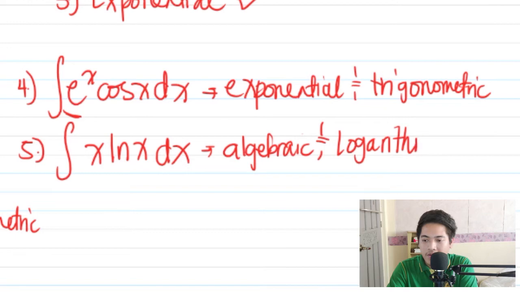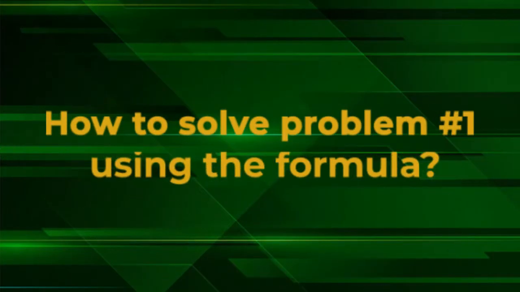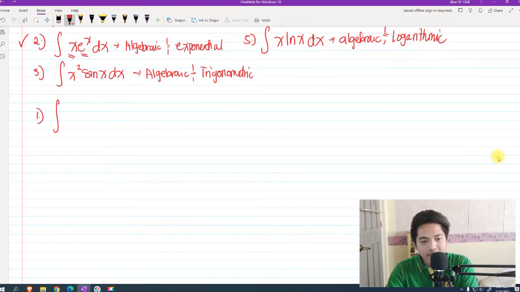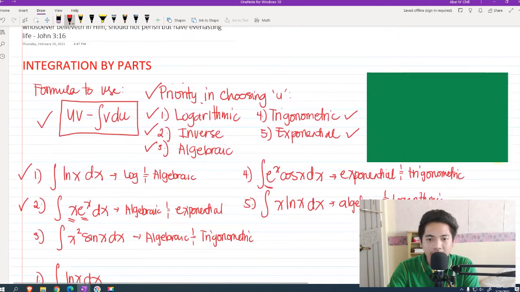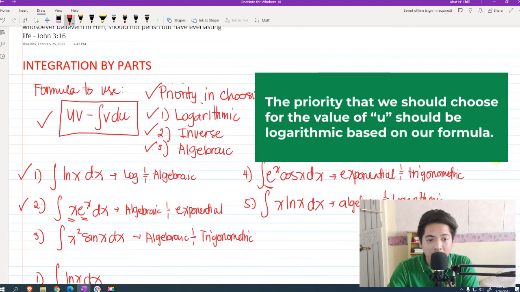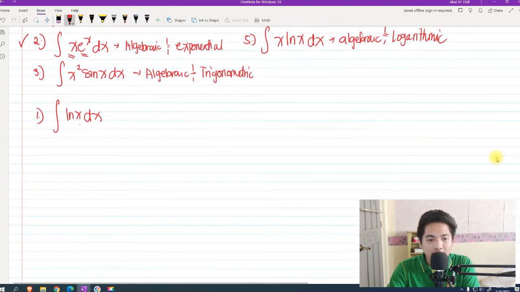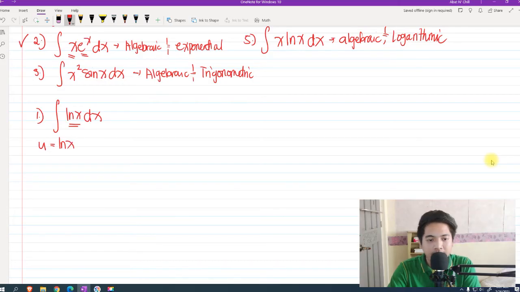Let's try to solve these integrals using the formula uv minus the integral of v du. Don't worry, it's very easy. So we have the integral of ln of x dx. The priority that we should choose for the value of u in our formula should be logarithmic, and hence we have a logarithmic here. So I will be setting u as ln of x, and I will be getting the derivative du, which is 1 all over x dx.